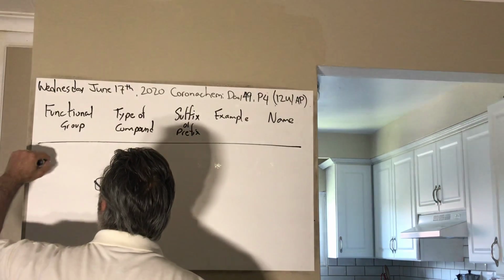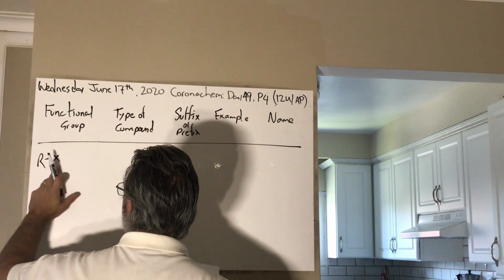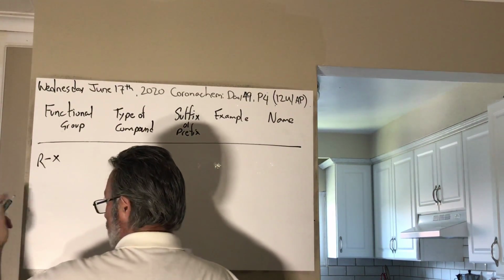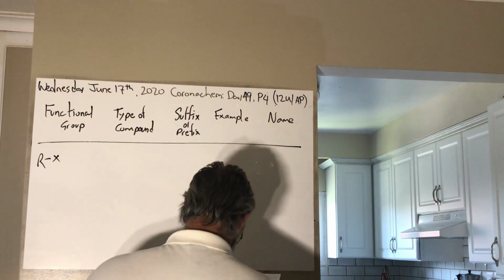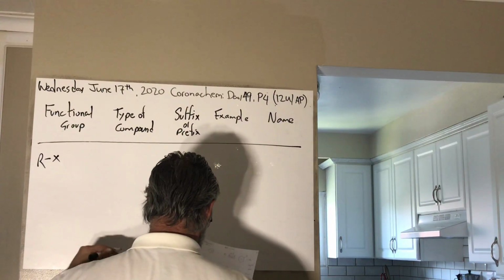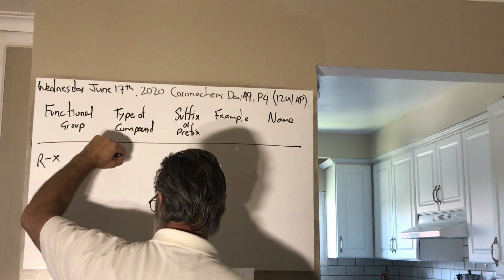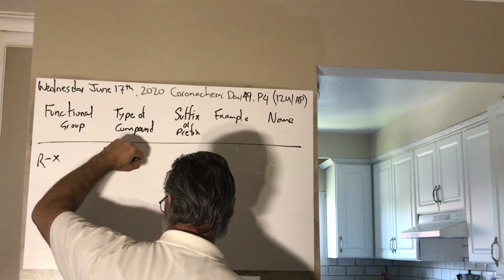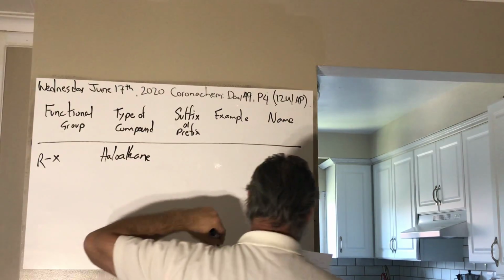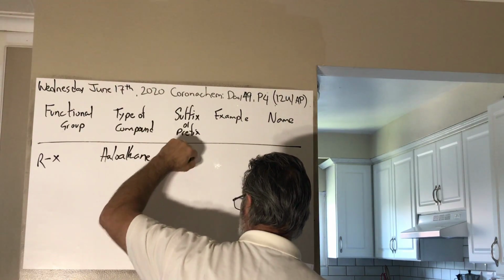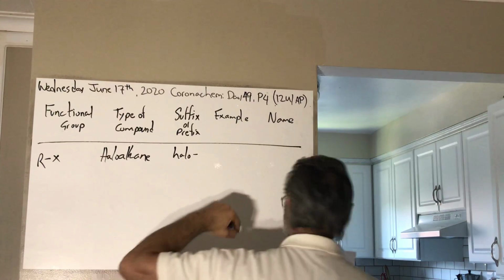If you have an R group with X symbolizing any halogen, so fluorine, chlorine, bromine, iodine, good luck with astatine. You won't find any on the Earth. That's radioactive, so we're not going to mention it. So haloalkanes. Usually it's a prefix. You're going to say halo, halo.